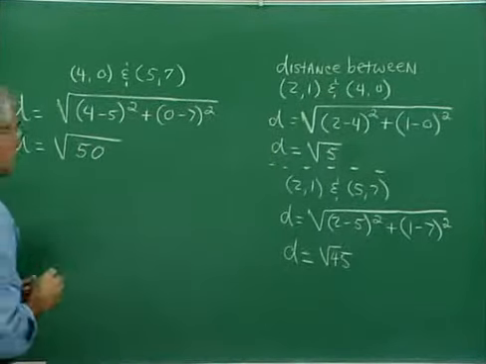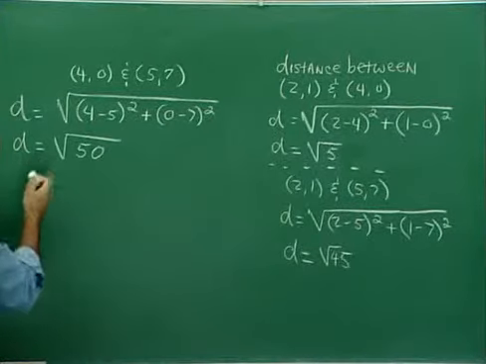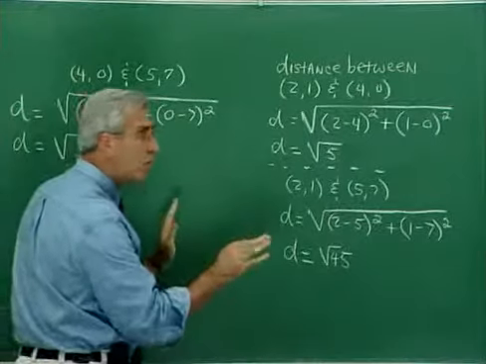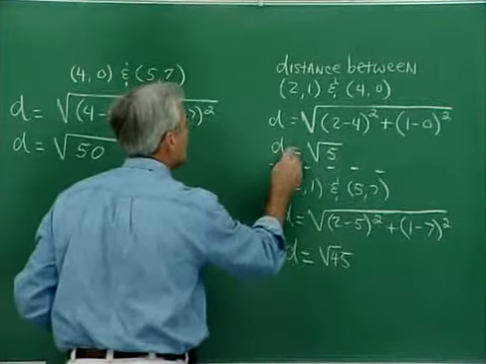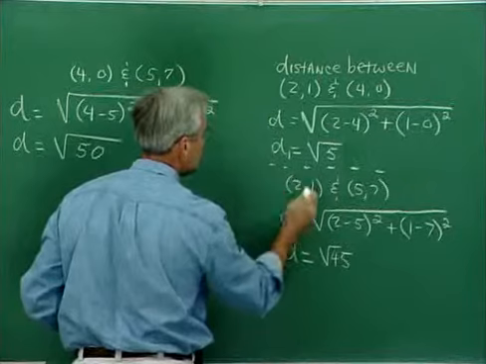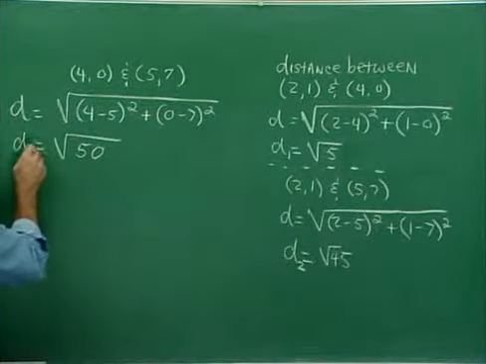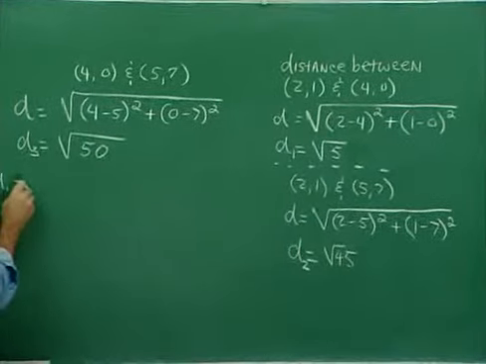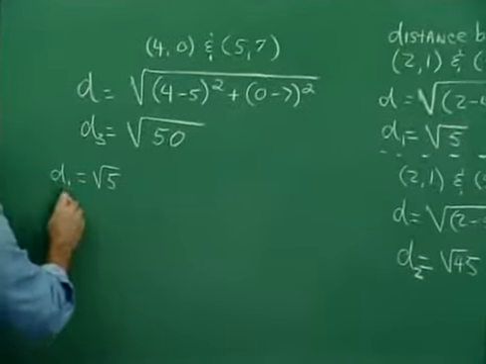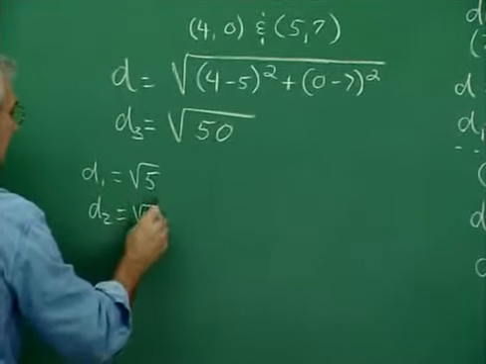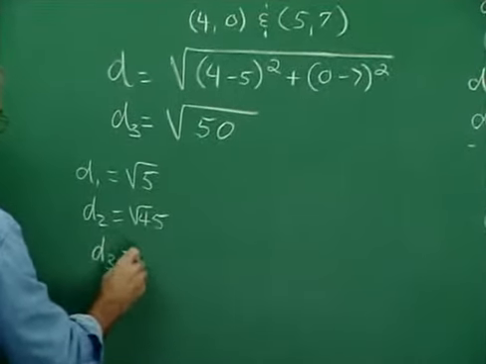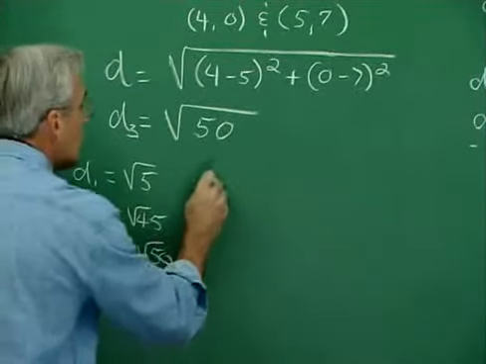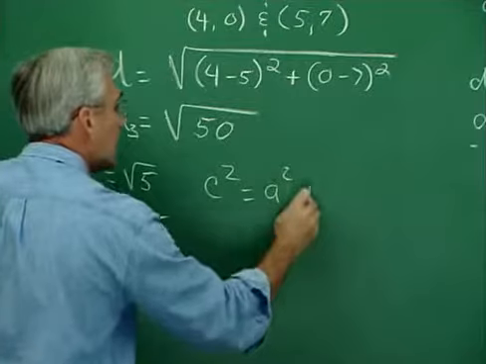Now my three distances are, let's see, I might name these a little bit differently. I have them all labeled as D. That's kind of inappropriate because they're not all the same. So I might call this D1 and D2 and D3. So I've got, let me summarize here. D1 was square root of 5, D2 is the square root of 45, and D3 is the square root of 50. Now, is it the case that C squared is A squared plus B squared?